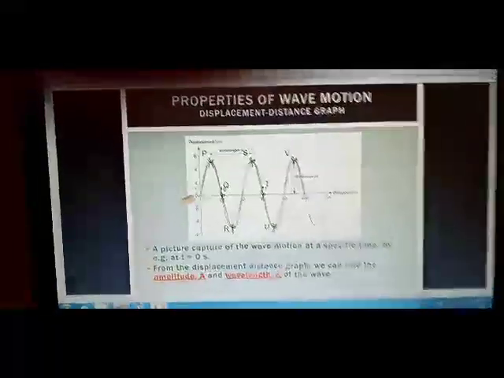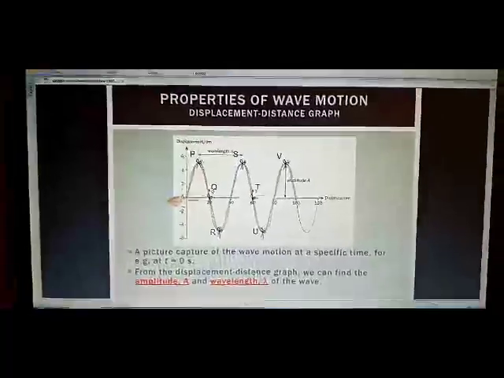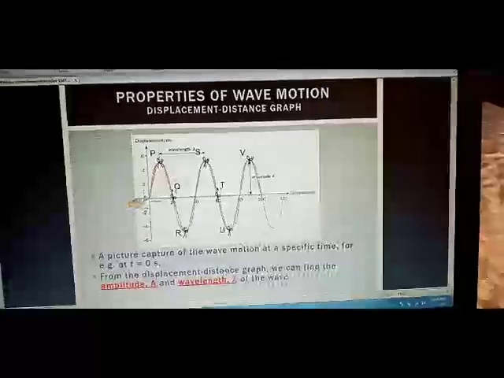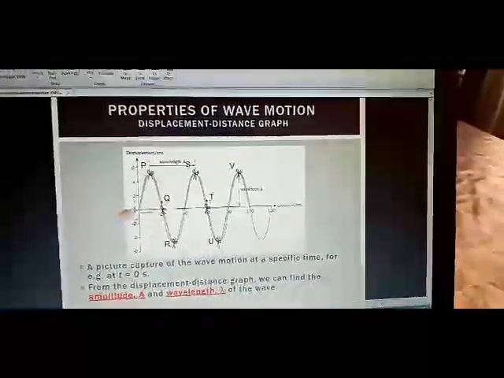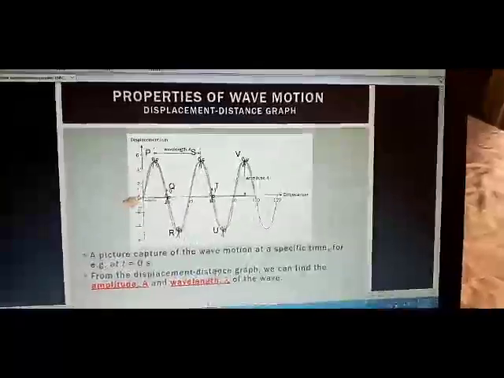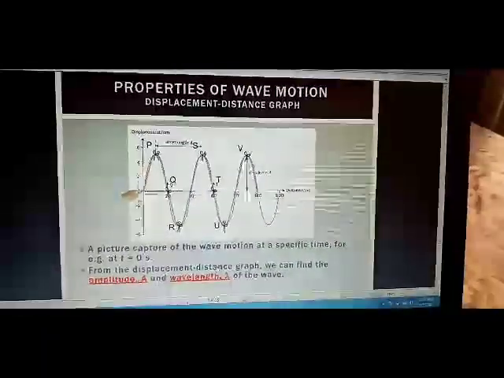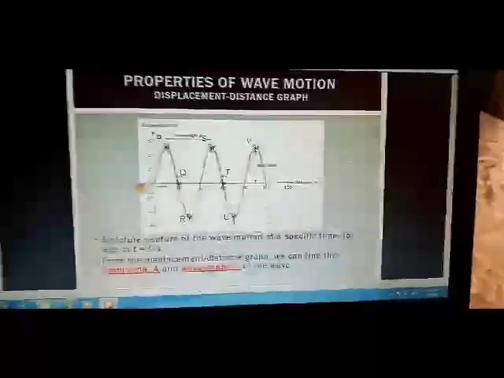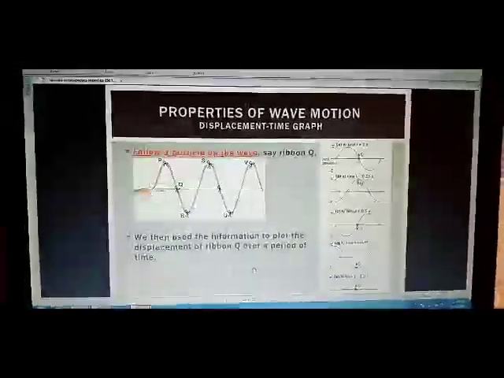Okay, next. This is our displacement distance graph. It is a very important graph. We have to do many calculations by using this graph, in which the displacement is along the y-axis and distance is along the x-axis. Now you can see the displacement gives you the amplitude also, so we can find the amplitude of the wave, and distance gives the wavelength. We can find these two values by the use of this graph.